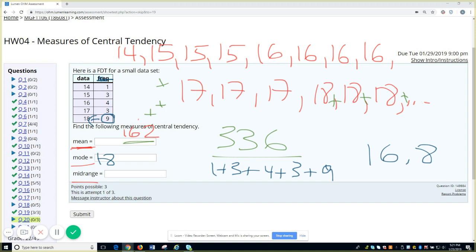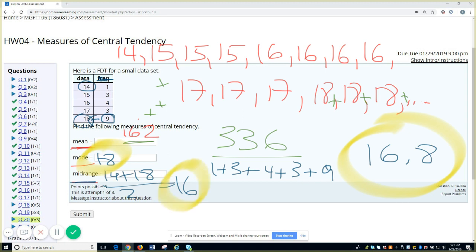Then finally, the mid-range. For the mid-range, you always take the first value and the last value, if they're arranged. So in other words, the smallest value and the highest value, add them up and divide by 2, essentially just averaging them out. That's 16. So our three answers are 16.8 for the mean, 18 for the mode, and 16 for the mid-range.